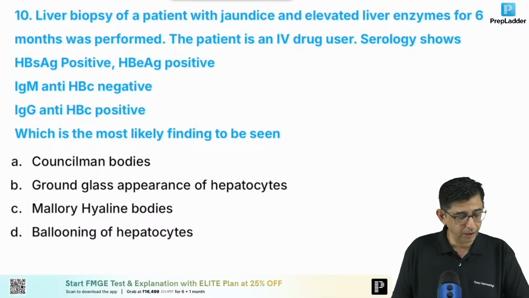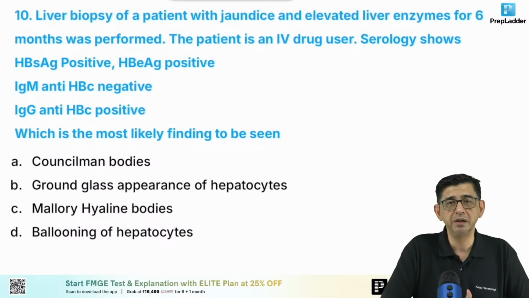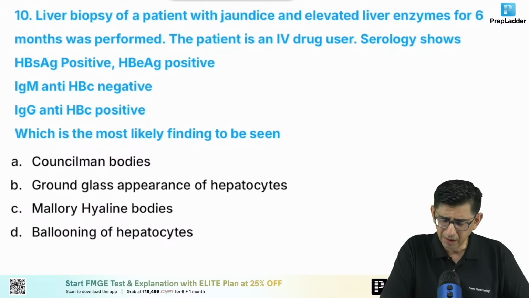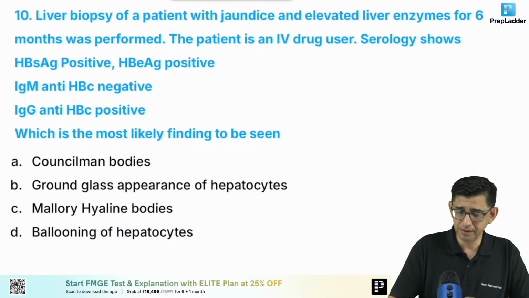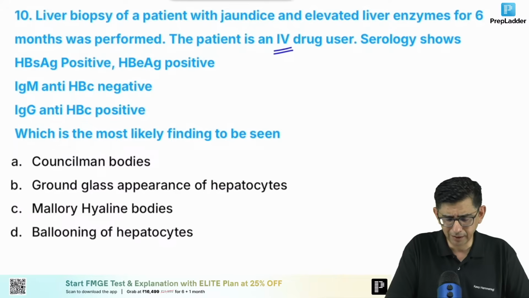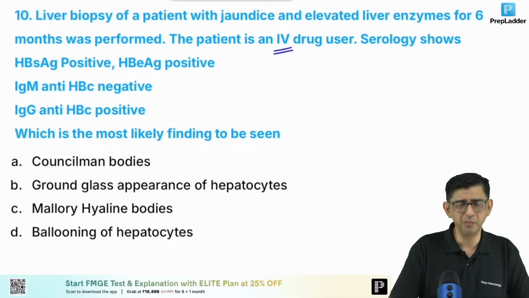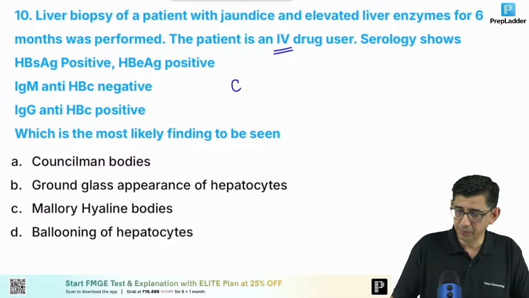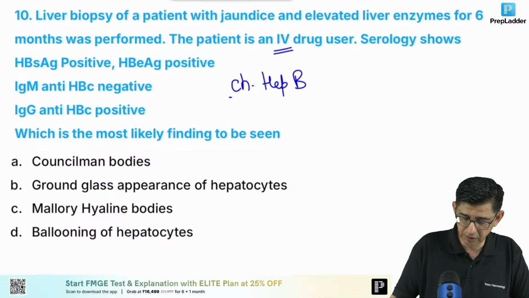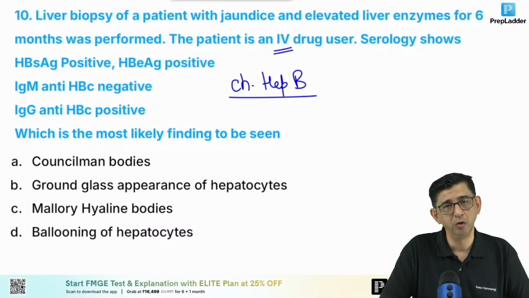Okay. Next is liver biopsy of a patient. He's having jaundice and elevated liver enzymes for the previous 6 months. This talks about chronic hepatitis in an IV drug user, and the guy is hepatitis B positive. The IgM antibody is not there, but IgG is there. So this chap is having chronic hepatitis B. And he says, what is the finding that is seen in this patient? The very classical finding of hepatitis B is the ground glass appearance.